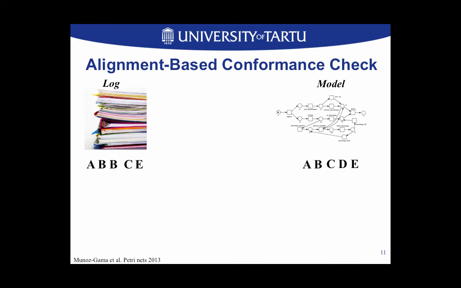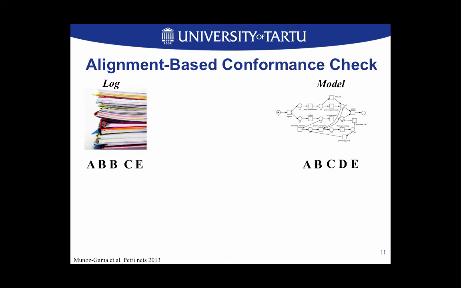Let's say the state-of-the-art technique for this problem is based on something called trace alignment. You can see the model as producing a set of traces conceptually. For example, A, B, C, D, E will be a trace that this model can produce. And the log contains traces like A, B, B, C, E. And there are lots of traces here and lots of traces here.